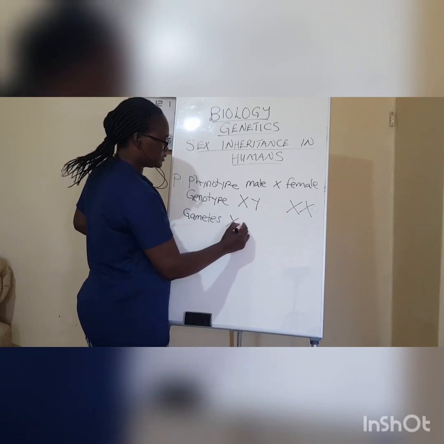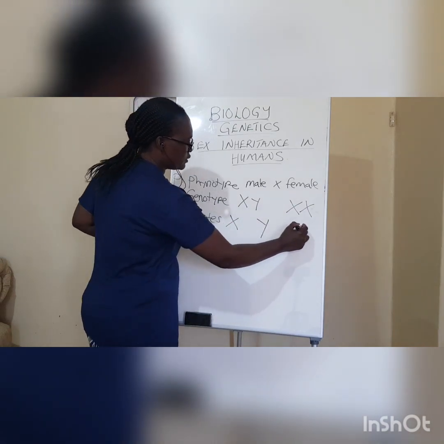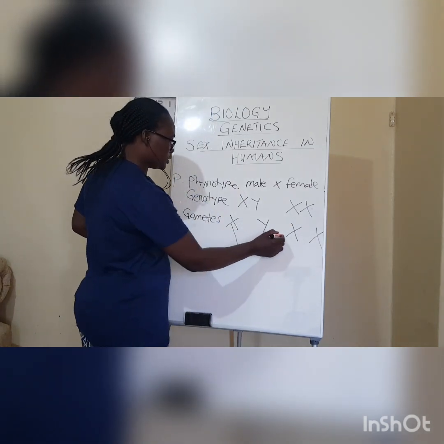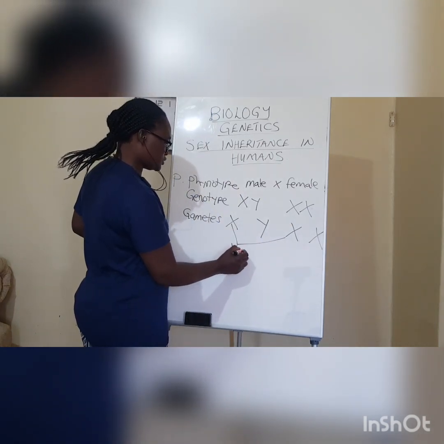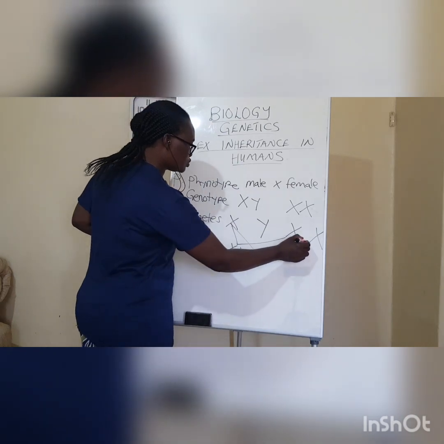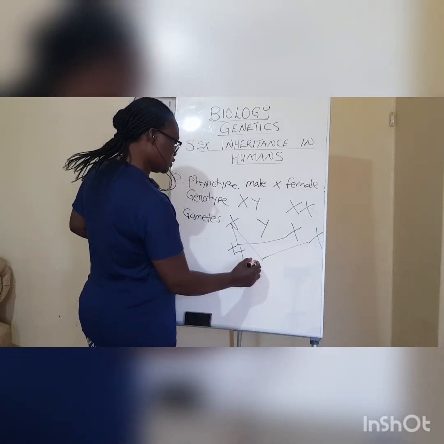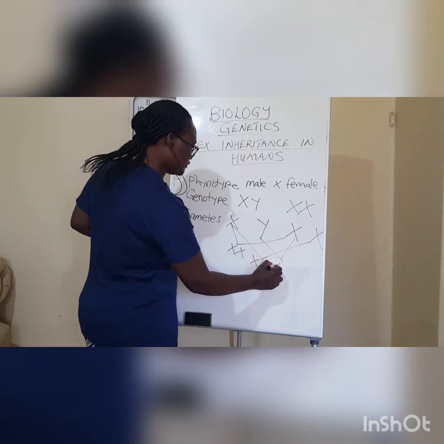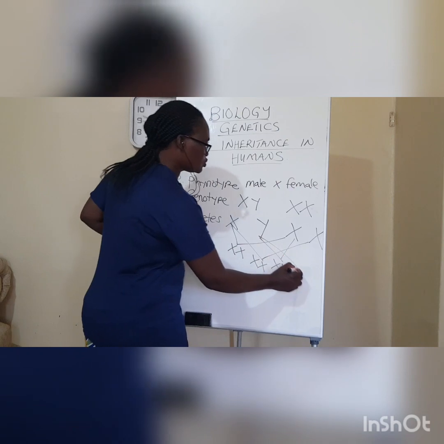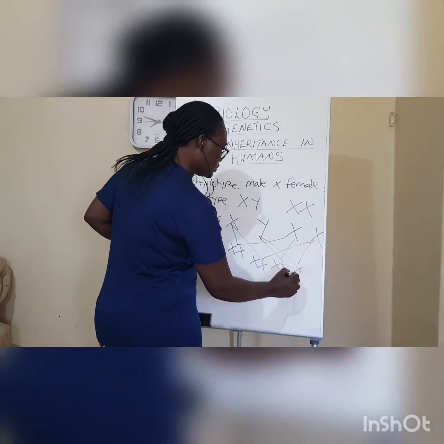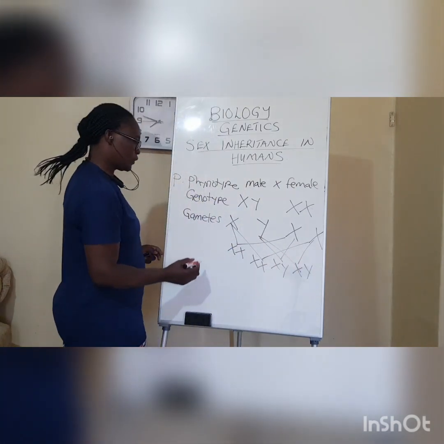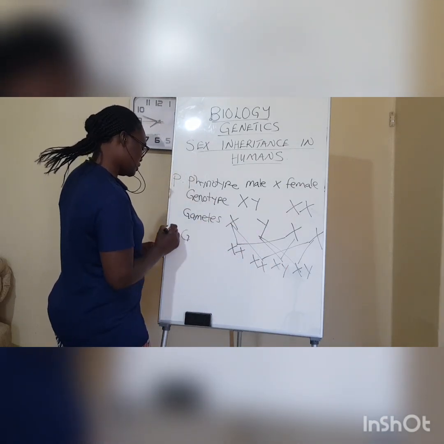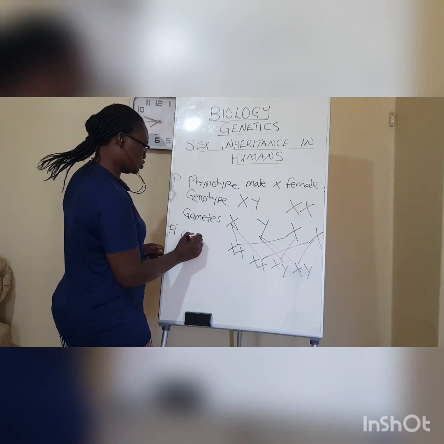For the gametes, we need to separate these. So I have the X here, the Y there, X there, another X there. So we cross. This one goes with that one, we have XX. This one goes with that one, we have XX. This one goes with that one, we have XY. This one goes with that one, we have XY. So this is the F1 genotype.